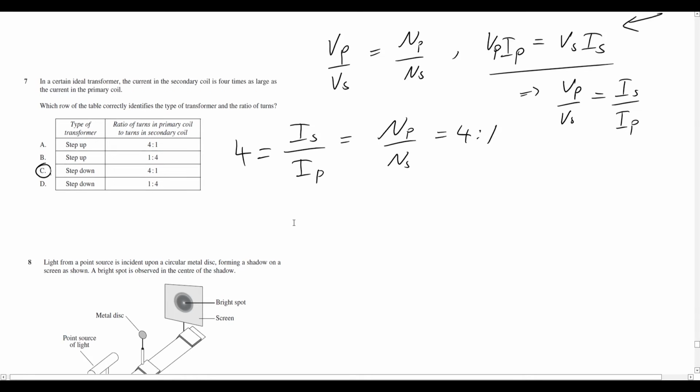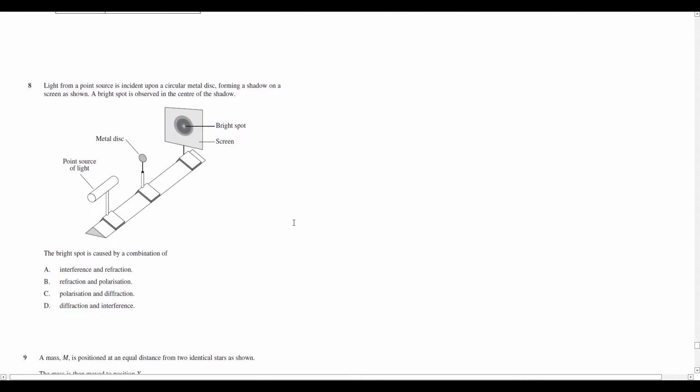Okay, now moving on to part 8. Light from a point source is incident upon a circular metal disc, forming a shadow on a screen as shown. A bright spot is observed in the center of the shadow. So there's our little setup there on that apparatus. The bright spot is caused by a combination of, so what do we reckon? Interference and refraction, refraction and polarization, polarization and diffraction, or diffraction and interference.